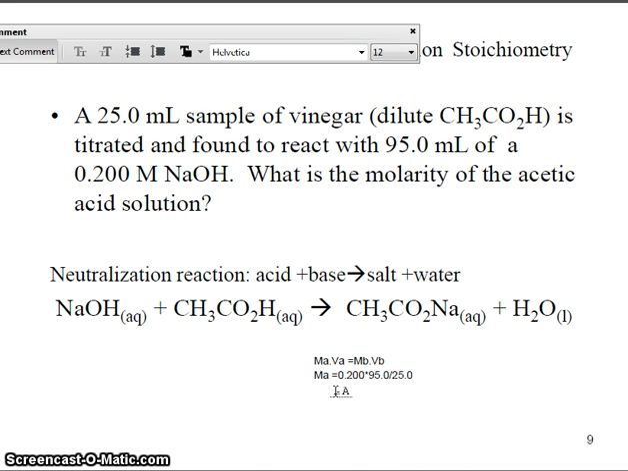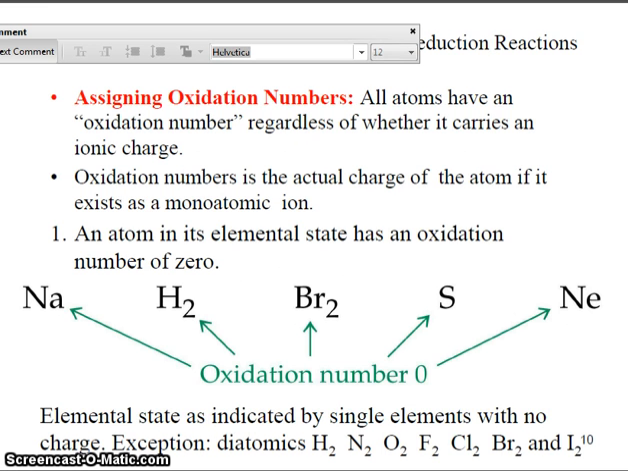And on my calculator, I'm getting a value of 0.76 molar as the final answer. So the molarity, the concentration, is going to be 0.76 molar, and you can use this method to determine the concentration of either the acid or the base, whichever we are seeking.